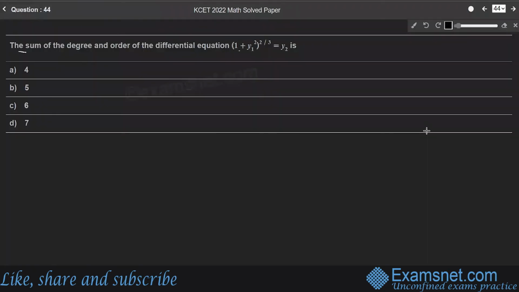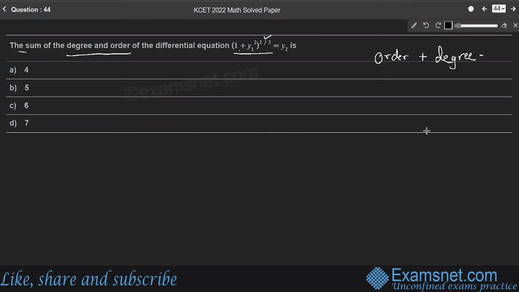Question 44. The sum of the degree and order of the differential equation (1 plus y1 squared) whole raised to 2 by 3 is equal to y2 is. Here we need the sum of degree and order, right? Sum of order and degree.